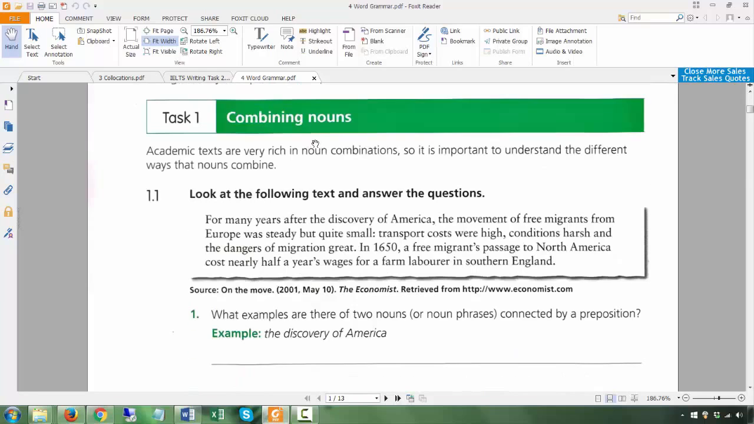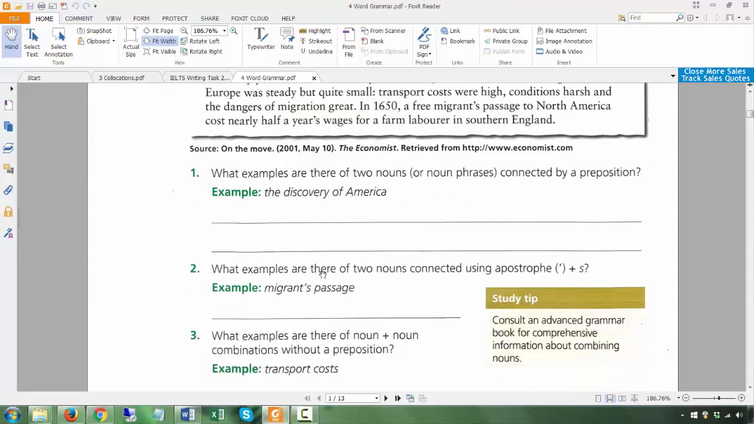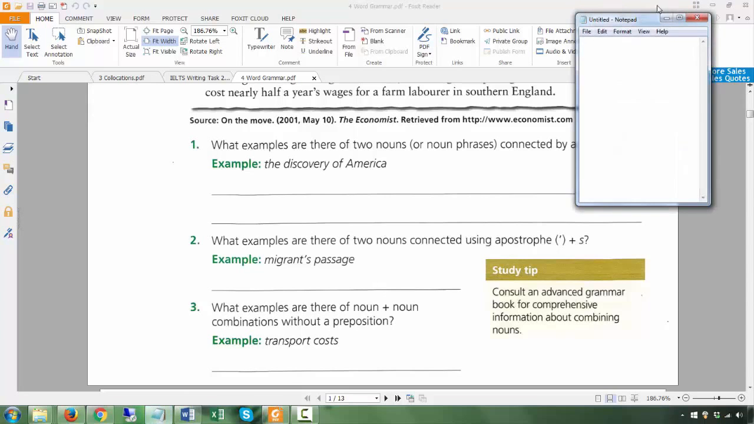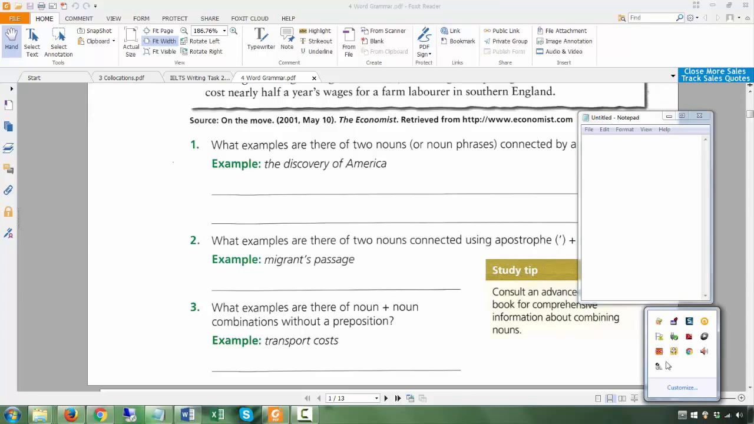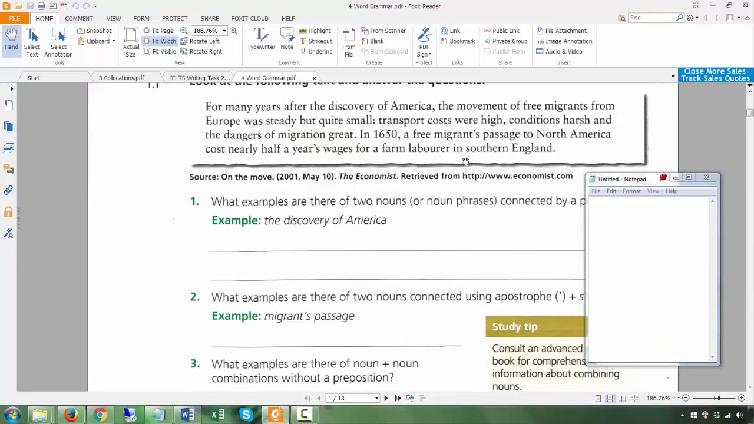Combining nouns. So nouns can be combined in basically 3 ways. Firstly, it could be 2 nouns connected by a preposition, like the discovery of, where of is a preposition, and then another noun. It could be 2 nouns connected by an apostrophe, migrant's passage. It could just be 2 nouns connected together without any apostrophe, without any preposition.